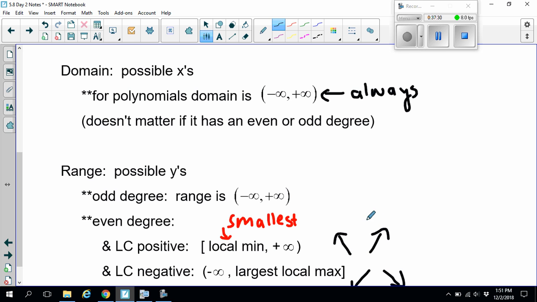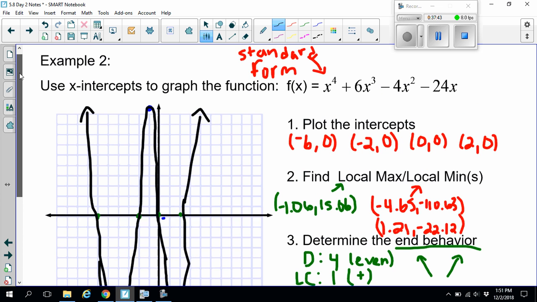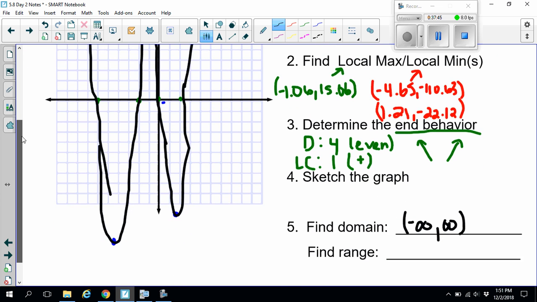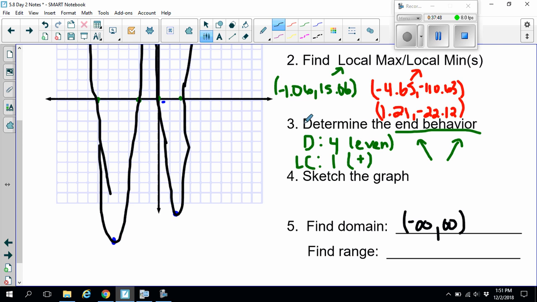Now notice how our arrows went on our graph. They both went up. That means our LC was positive. So we're going to go from the smallest local minimum using brackets and then go to positive infinity. So our smallest local minimum was right here, and we have to use the y value of our local minimum. So remember that this point here was negative 4.65, comma, sorry, negative 110.63.